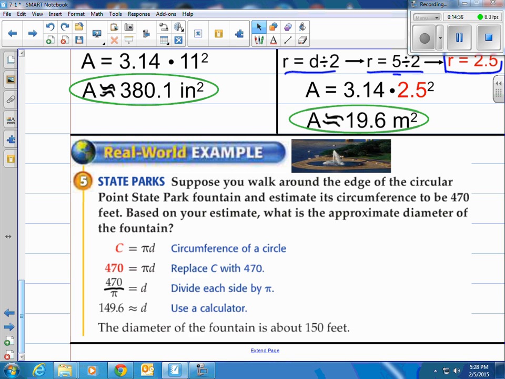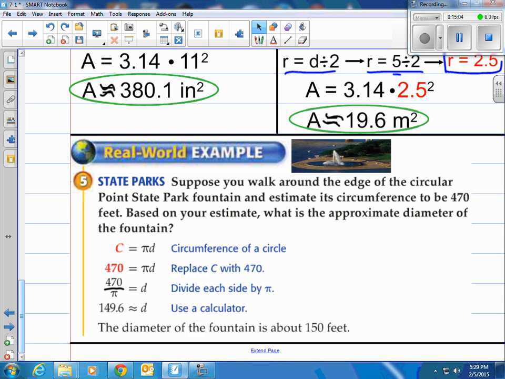It says, suppose you walk around the edge of the circular Point State Park Fountain. I believe that's in Pittsburgh, and you can see the picture of it above. And you estimate that its circumference, the distance around it, is about 470 feet. Maybe you counted by walking around and counting how many footsteps you took. Now, based on your estimate, what is the approximate diameter of the fountain? Because you don't want to walk through the fountain. You can't do that to see how far it is from one side to the other through the middle. But you can do it if you have the circumference.